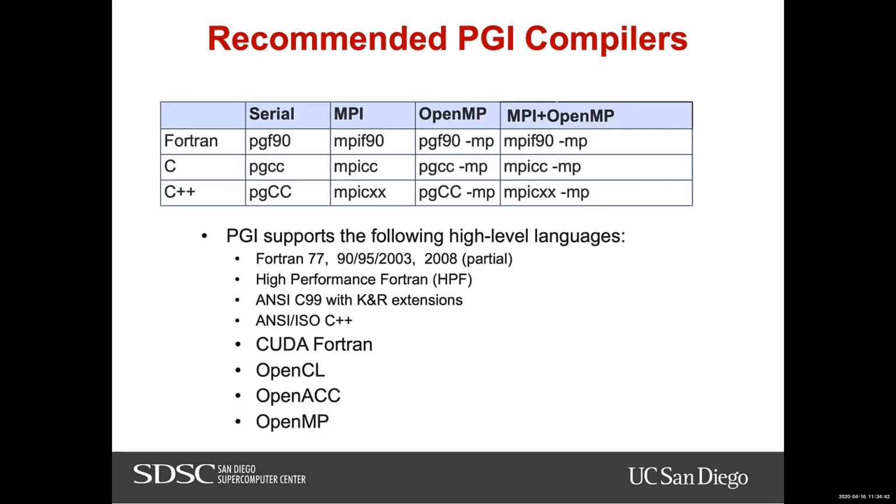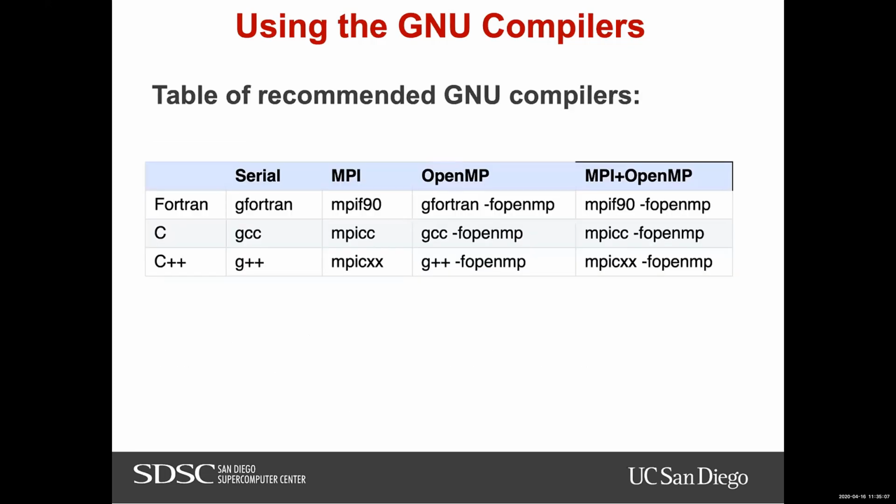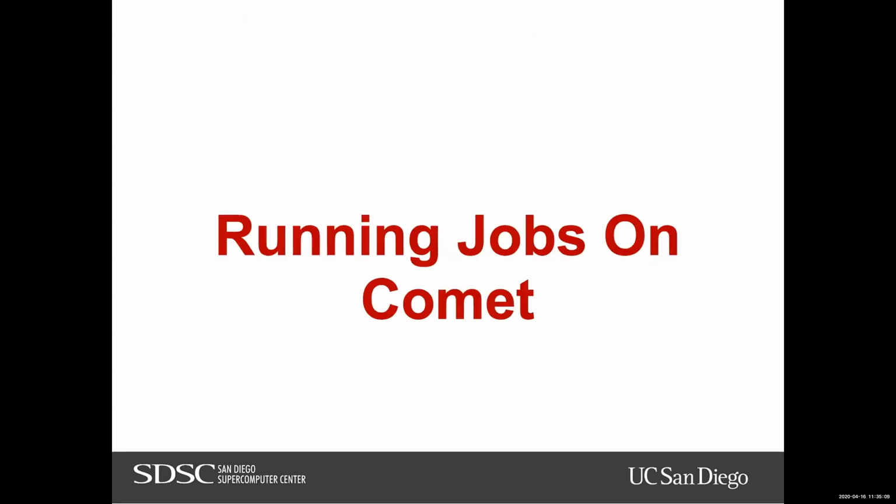So for PGI, it's the same story as Intel. You'll find a table on the user guide with the command arguments that you need to use for the different programming models. And again, if they don't work, contact consult so they can fix the user guide. GNU compilers are going to be very similar. I have more information on the GPU examples down below.